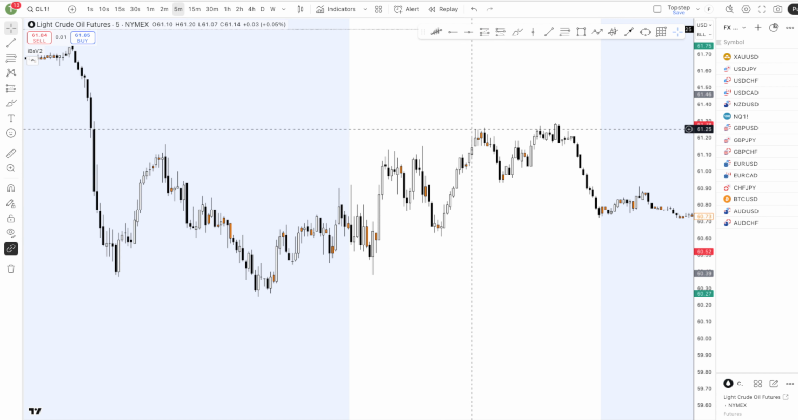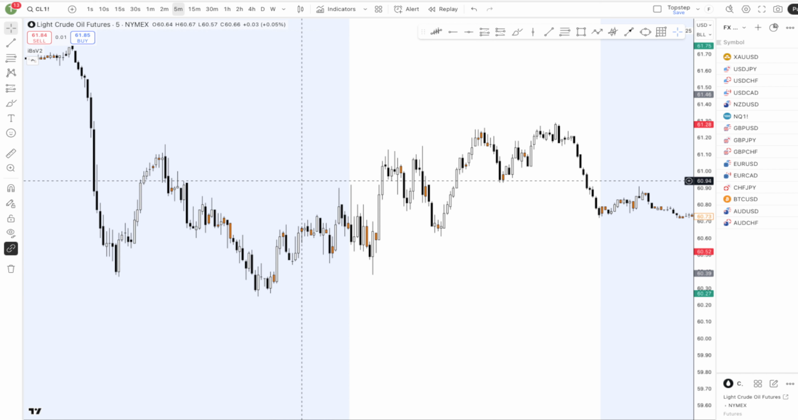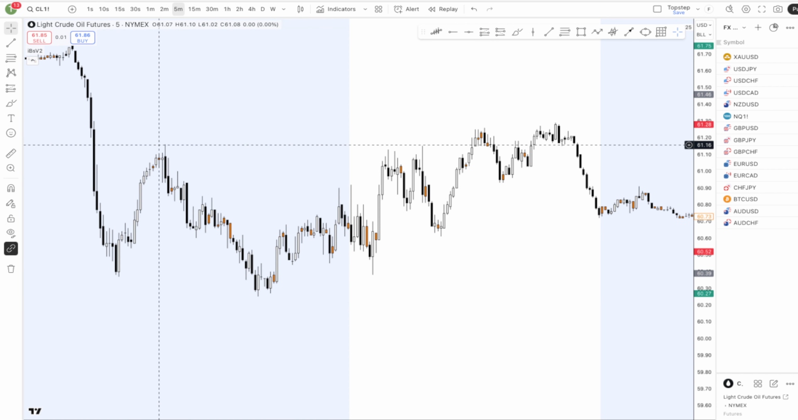Let me just have a look at this again. Yeah, we kind of almost break structure, don't we? But not quite, which is a bit annoying. But anyway, yeah. So we do break structure there.